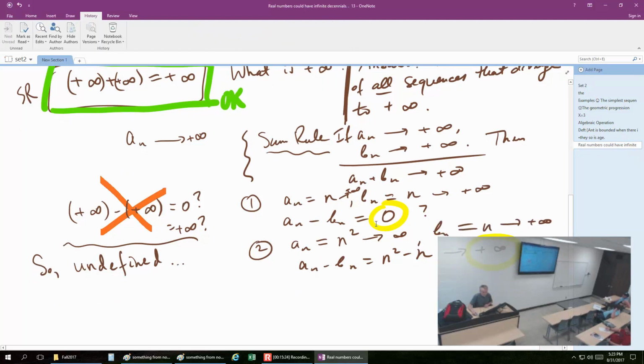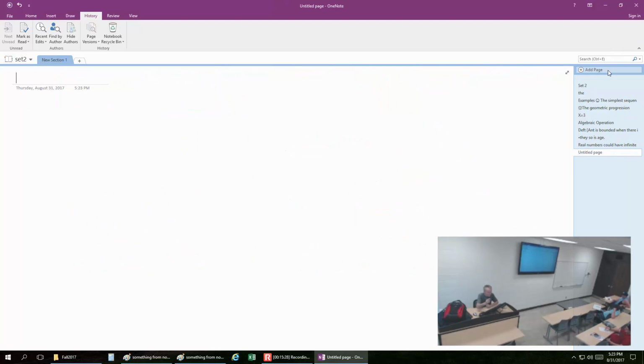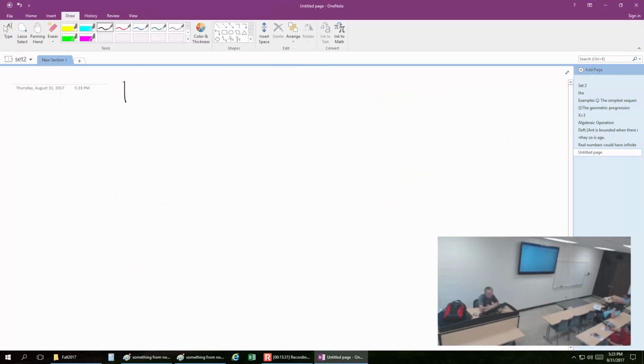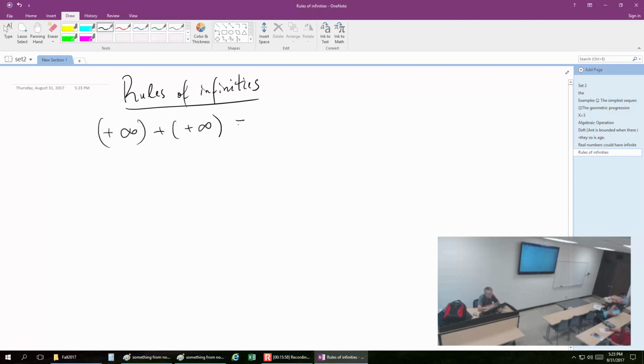So the rules of infinities, let me just write it out here. Meaning rules of the algebra of infinities. Let's start with the infinities themselves, that rule that we just considered. Plus infinity plus another positive infinity is equal to plus infinity. Okay? What else? We could multiply. You see that I could multiply two plus infinities and once again conclude that this is a plus infinity.